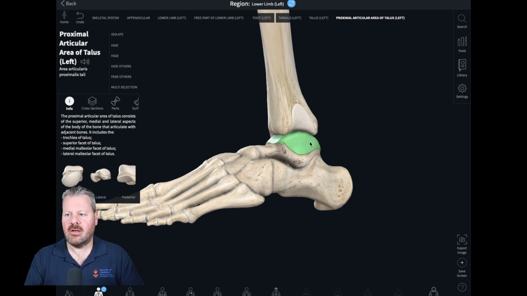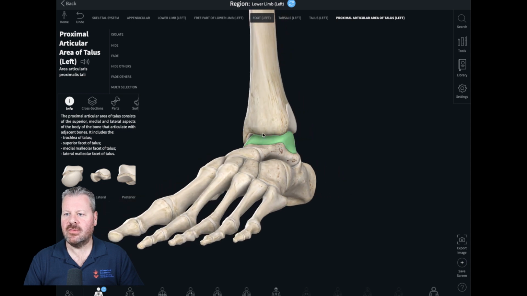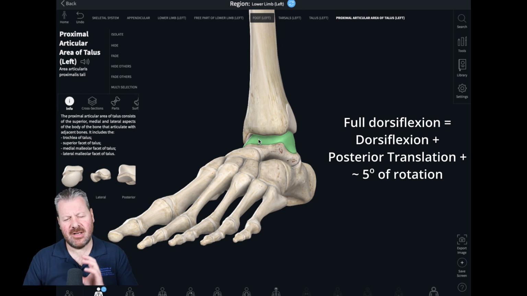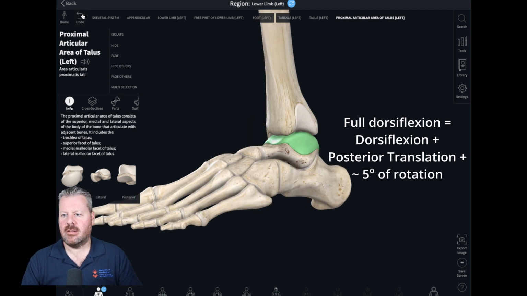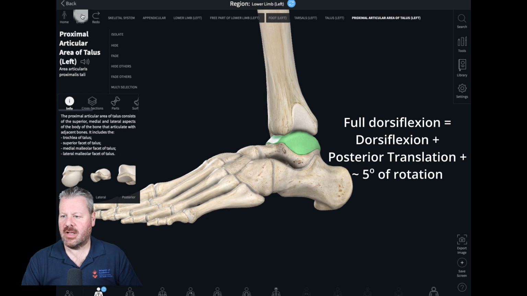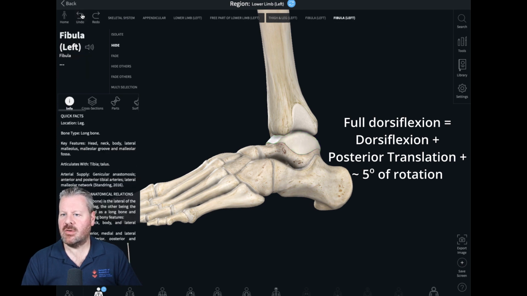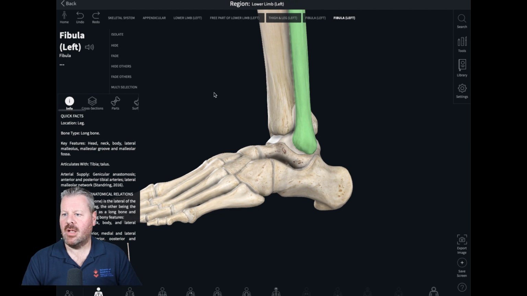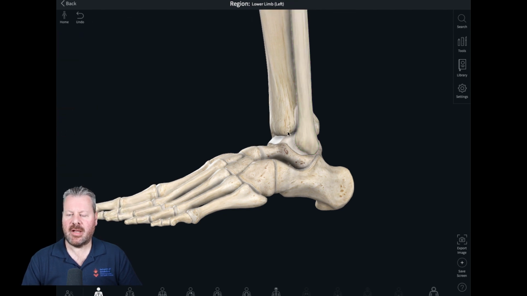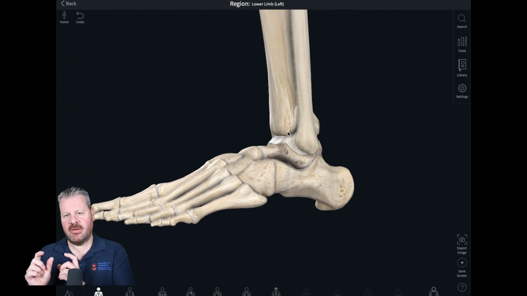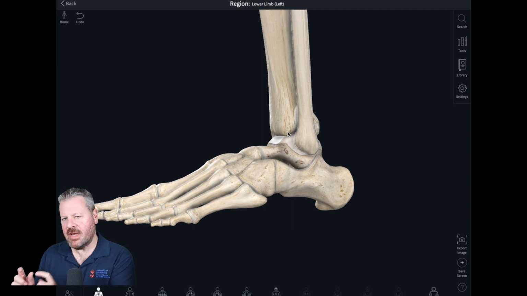However, there is a little bit of posterior translation, so the talus will move further back and it will move slightly out towards the fibula. There's a slight bit of rotation. We're going to put those back in so you can have a look. So there will be a little bit of rotation which will push the fibula back, and therefore you can't call it a proper hinge joint.